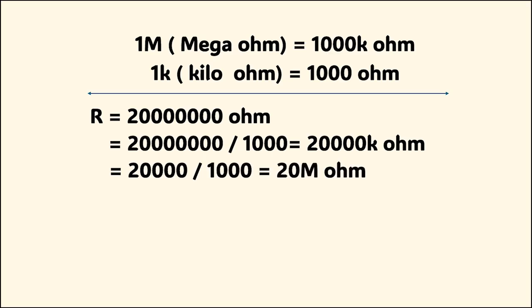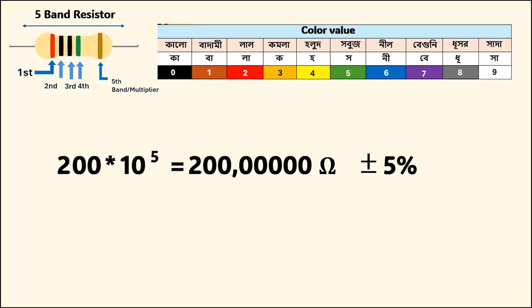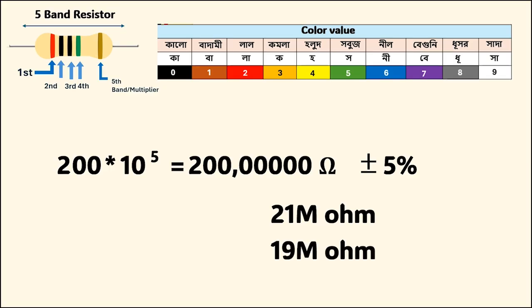Now the tolerance is plus or minus 5%. If it is plus 5%, then the value will be 21 megaohm, and if it is minus 5%, then the value will be 19 megaohm. So finally we realize that the value of our resistor can be any value between 19 and 21 megaohm.